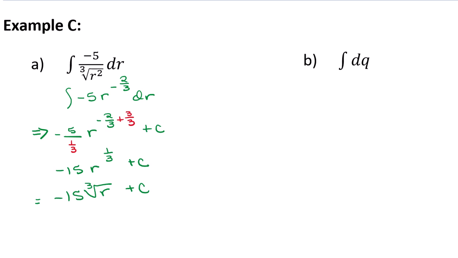Now notice in part B, it looks like we just have the integral of dq. We don't see anything else. So that means we have an understood 1. And it's with respect to q, not x, not r. So the antiderivative of 1 with respect to q is just q, and then plus c. So be careful. A lot of times people think they're doing it right, but they just don't pay attention to which variable it's being integrated with respect to. So take a look at that differential.